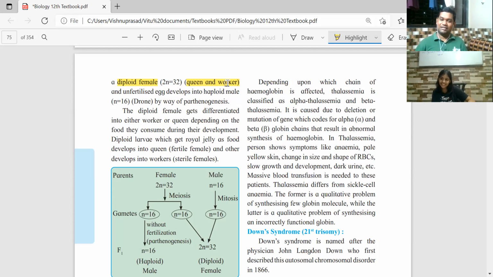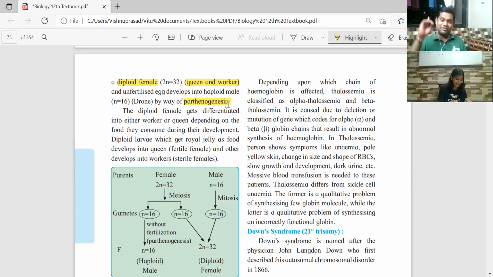Rest all females are workers. एक महारानी और सारे दासी. Okay, got it. And those eggs which are not fertilized at all, the eggs which are not fertilized by any sperm, they directly develop into males. एग में से बिना फर्टिलाइजेशन के डायरेक्टली मेल बन जाते हैं, उसको पार्थेनोजेनेसिस बोलते हैं. Parthenogenesis. Oh yes, I know.